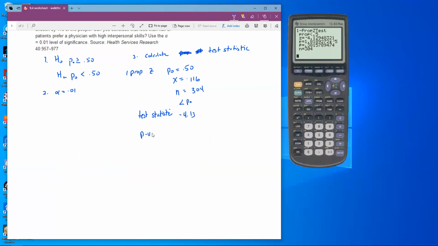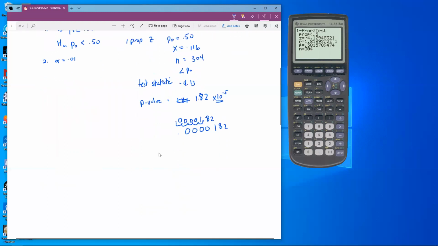So our p-value, now this is going to be a little bit tricky for you. You have to remember what the E means. This is 1.81, we'll call it 1.82 for rounding, 1.82 times 10 to the negative fifth. That's what this E negative 5 means. That means there's 5 zeros before the decimal place here. So we could do 1.82, and then we have 1, 2, 3, 4, 5. All of these are zeros. So that's our p-value. Our p-value is 0.0000182.